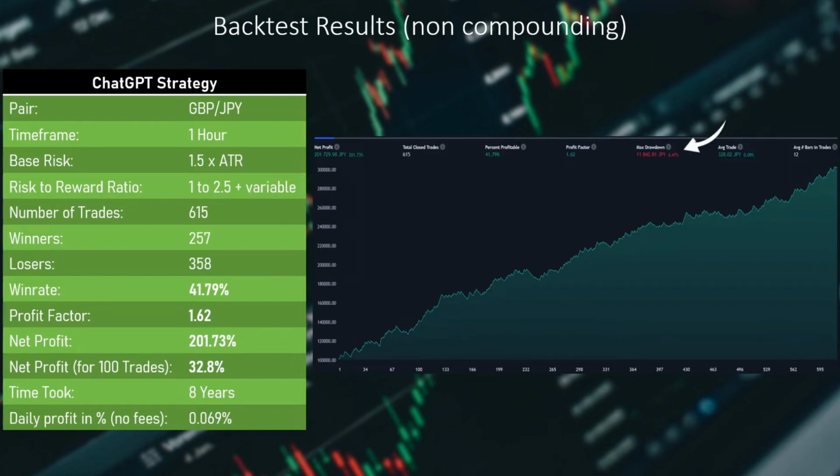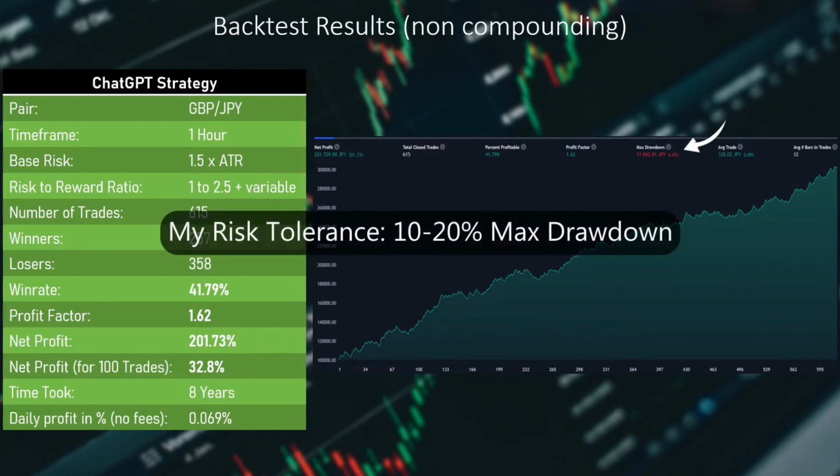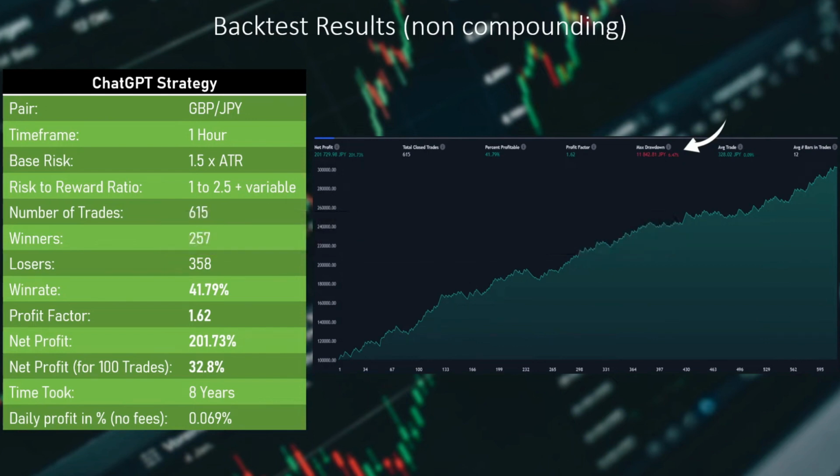This is a super cautious setup, as my risk tolerance is between 10 to 20% max drawdown. Just imagine what the results would be if we increased the risk per trade to 2 or 3%. We could see net profits up to 600%. And that's not even taking into account the potential gains from using a compounding function.